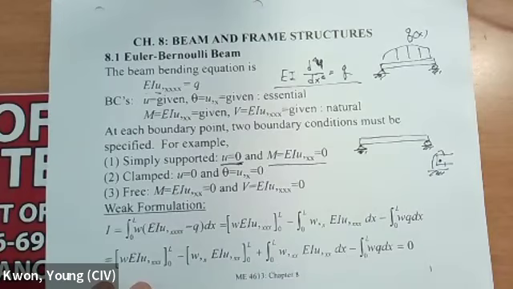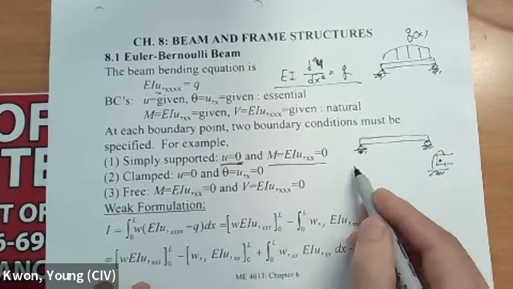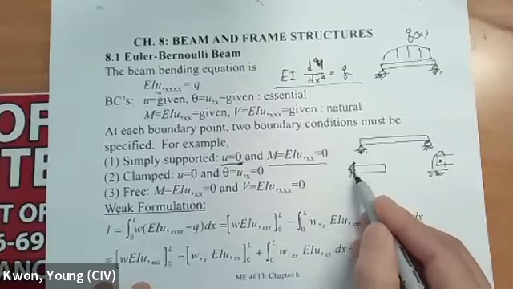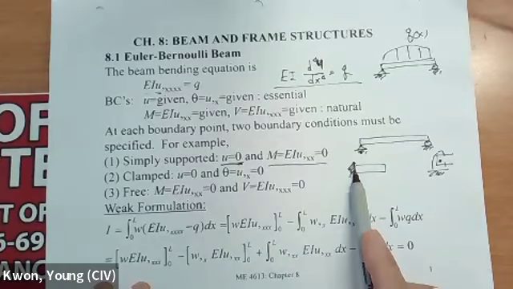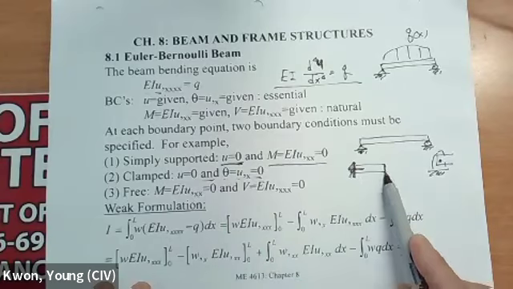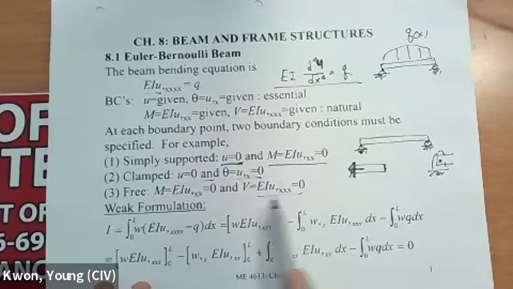That's the boundary condition. If you have a clamp, meaning fixed, then deflection has to be 0, and also the slope has to be 0 here. That's the boundary condition. And if you have a free end, then free means there's no force and no moment. So the third derivative equals 0, and the second derivative equals 0. Those are typical boundary conditions for the beam bending problem.